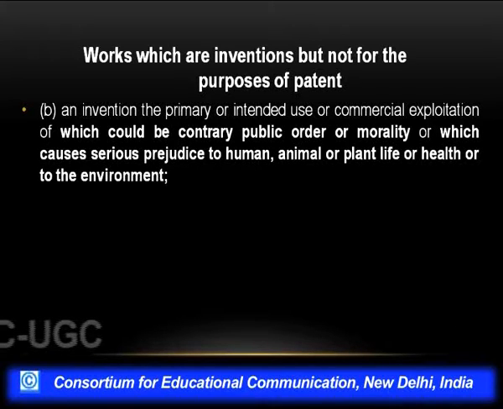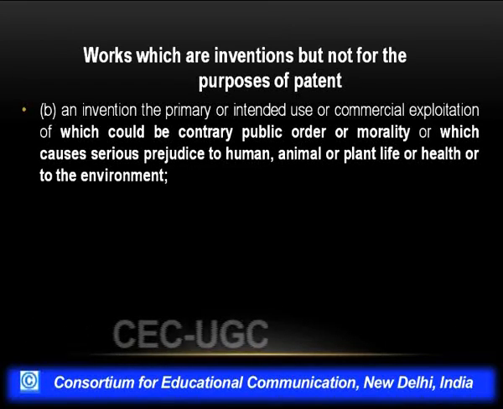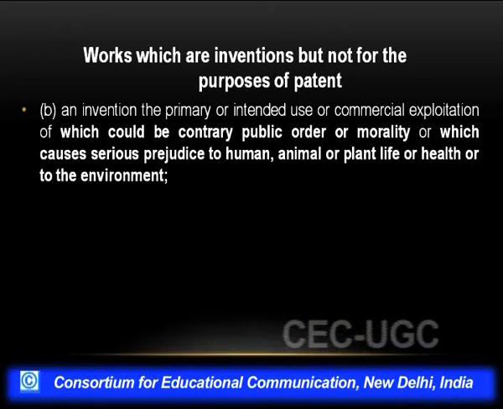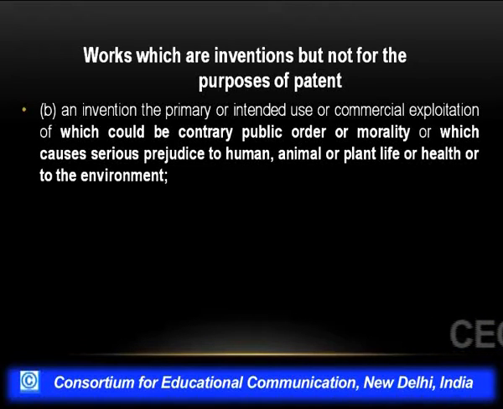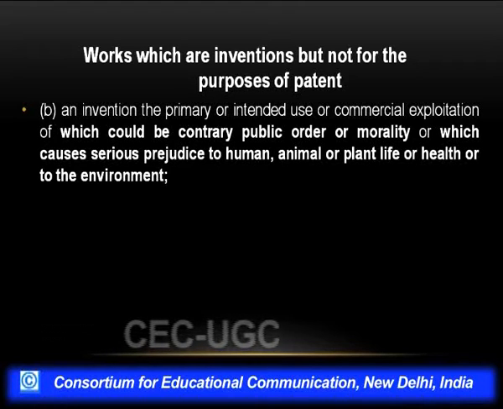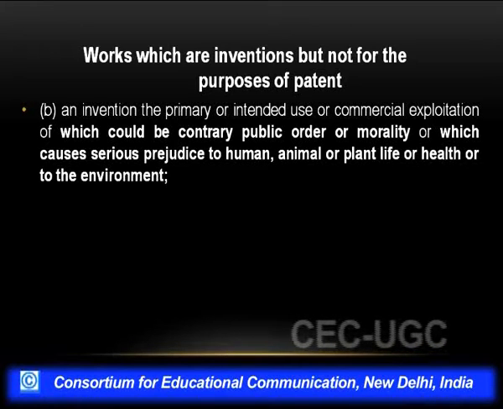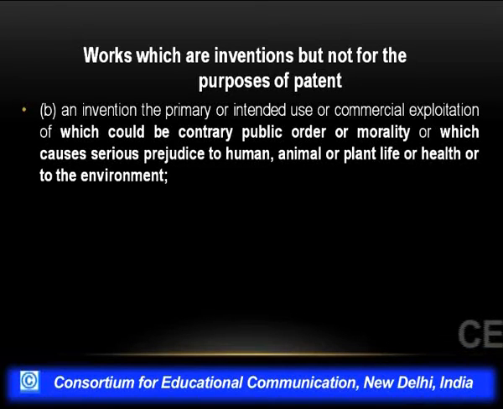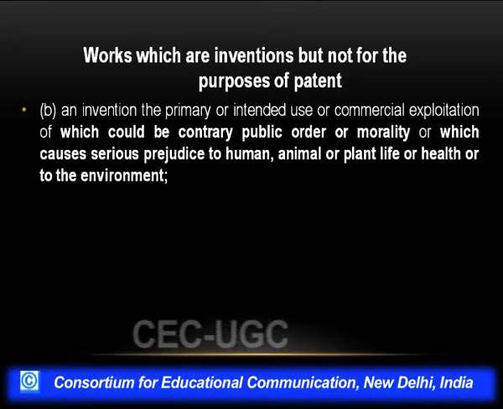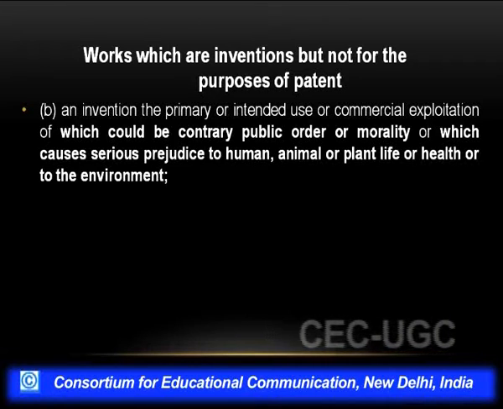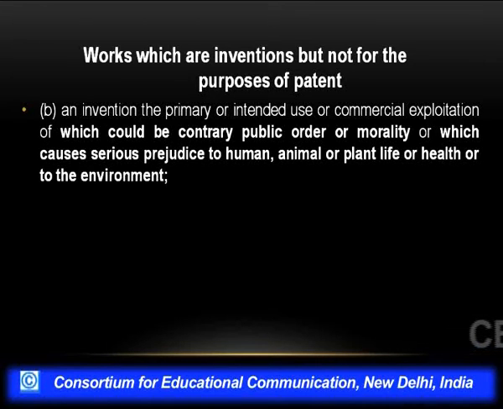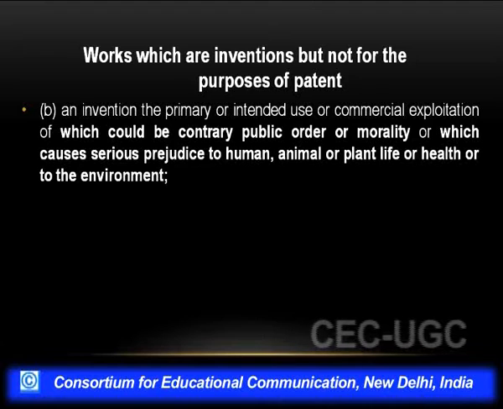Friends, if you have a look at this clause which excludes an invention, the primary or intended use or commercial exploitation of which could be contrary to public order, we have to identify what does it exclude. It excludes an invention. It is an invention. It does not say that it is a mere discovery or it is a simple work. It is an invention but not an invention for the purposes of obtaining the patent, as it has been excluded expressly. Invention which is what?